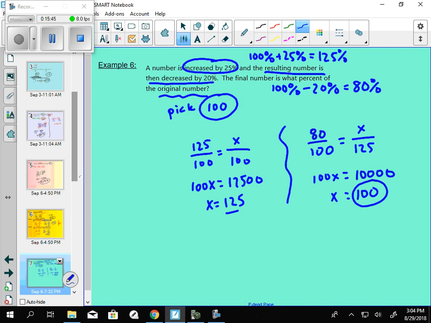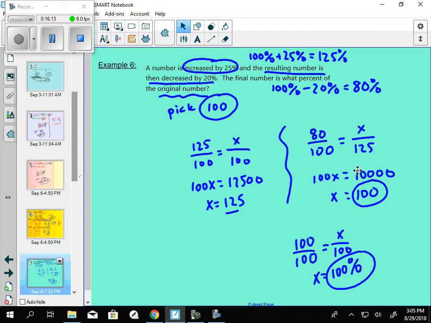So if they're asking us what that percentage is, 100 out of 100, dividing those, or setting up a proportion, what percent? Well, if we cross multiply and divide that, we are going to get 100% because we ended up with the same number. So we get 100%. Increasing by 25% and then decreasing by 20% gives us the same value, no matter what your starting number is going to be.